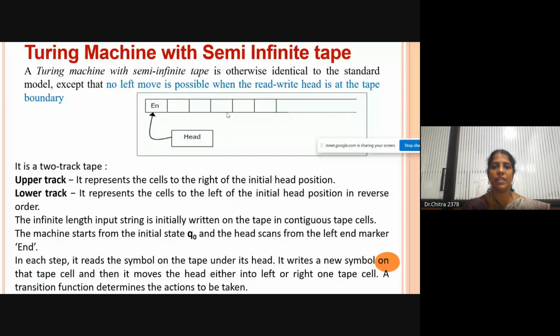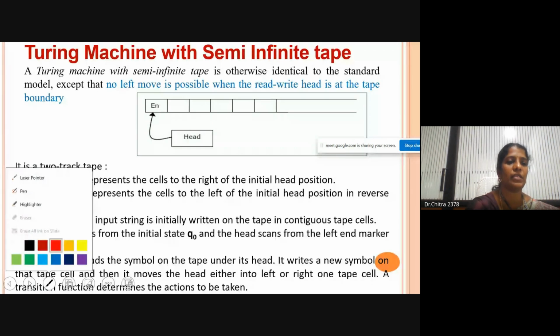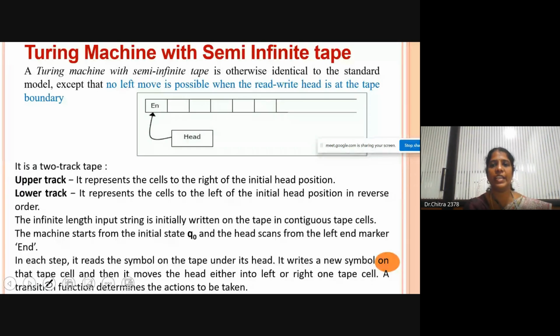Generally, a Turing machine contains an infinite tape; that is, it may move either in the forward direction or the left direction. In the general Turing machine, the tape moves right or left, both forward and reverse directions are possible. But in the Turing machine with semi-infinite tape, it moves only in one direction. The first cell holds the end marker, and the remaining cells extend to the right. When the read-write head is at the tape boundary, no left move is possible. Only the right move is possible, and that is called the Turing machine with semi-infinite tape.